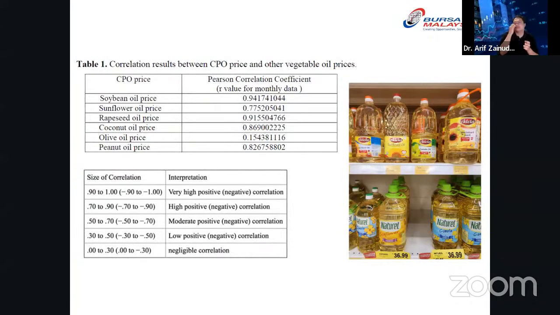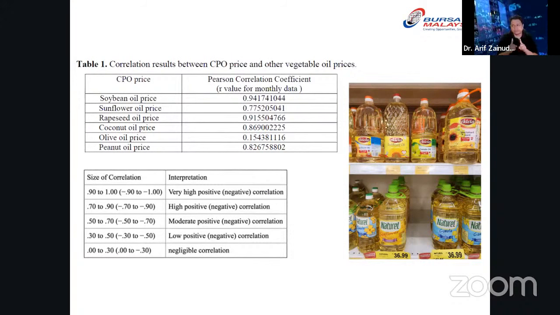This slide shows a study done by MPOB researchers to find the correlation between CPO and other vegetable oils. What they did was compare CPO with the other vegetable oil prices over a span of 30 years. What they found was that CPO and soybean oil are highly correlated, with a 0.94 correlation coefficient. If you look at the table below, it sits at a very high positive correlation. So if soybean oil goes up, FCPO will also go up. If soybean oil goes down, FCPO will also go down.